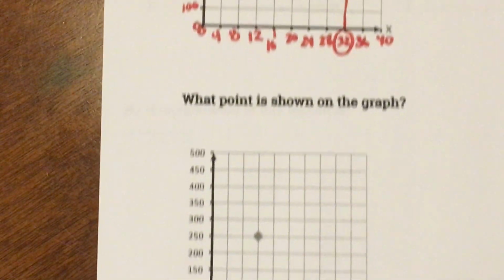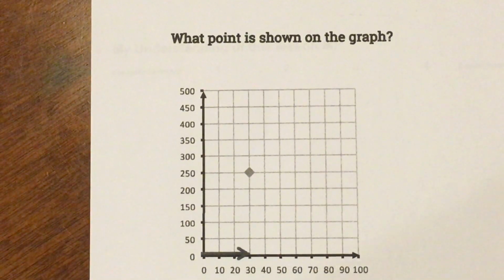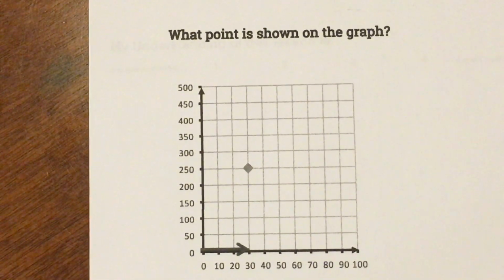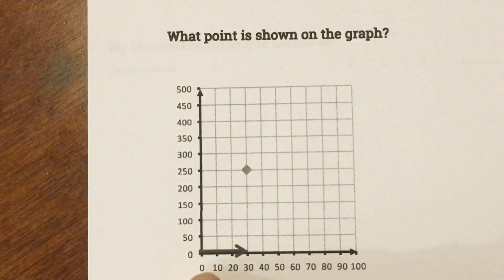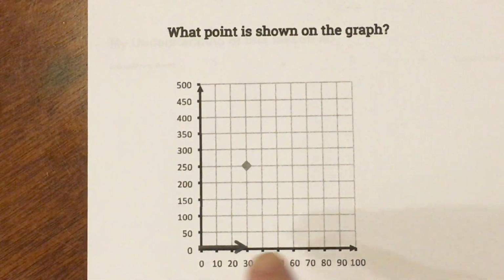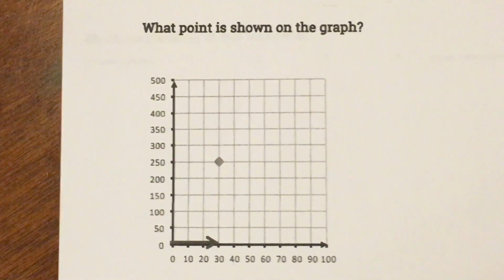Okay, this one, excuse me, they give you the scaled coordinate plane. So the scale here was 10. They counted by 10s. Here, the scale was 50. So they just want me to say what the ordered pair is.